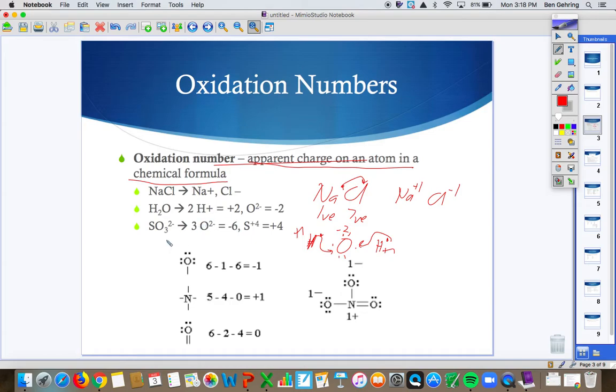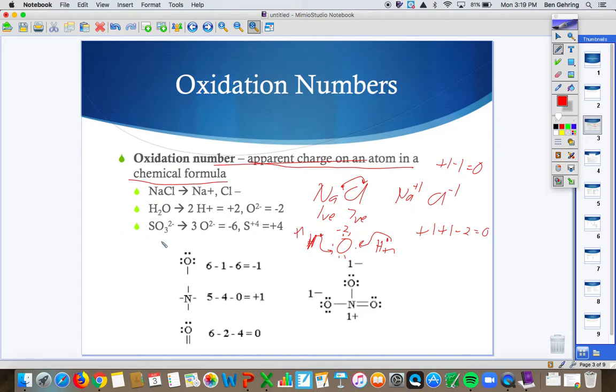The last one. This is sulfite. This negative 2 charge tells you it's sulfite. So the overall charge: these were both neutral, so my answer had to be 0. If I take plus 1 plus 1 minus 2, that equals 0. And then positive 1 minus 1 equals 0 as well.